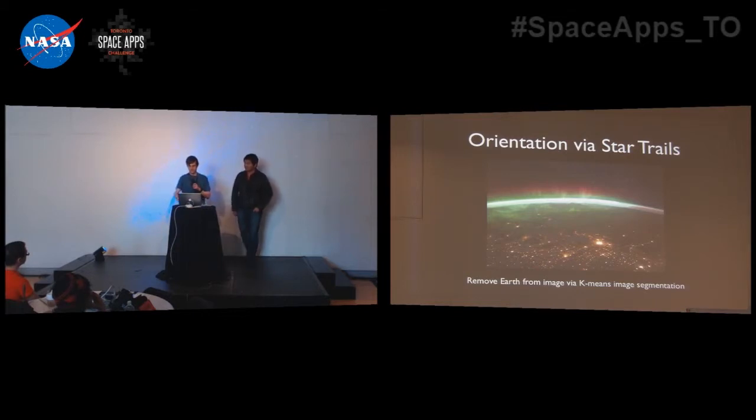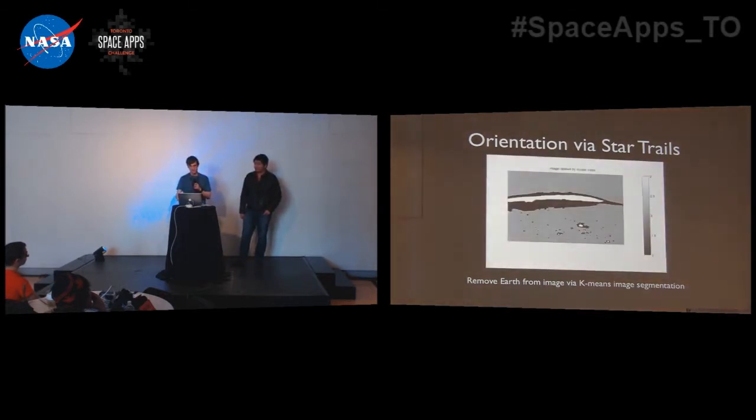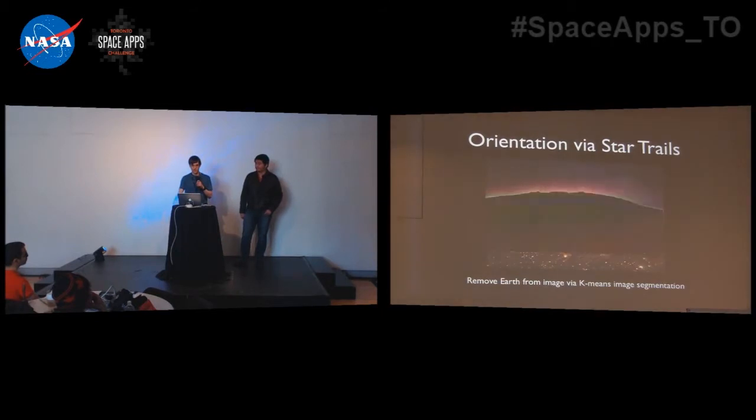So the orientation via star trails, the first thing we need to do is we need to do some segmentation. We do kmeans segmentation, which is basically a Gaussian clustering method, to remove out the Earth so that we get just the stars and we figure out where the horizon line is. This is just an image of the kmeans segmentation. So you can see we also figured out where the aurora is based on the segmentation algorithm.